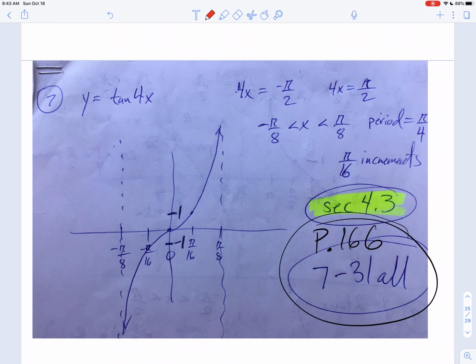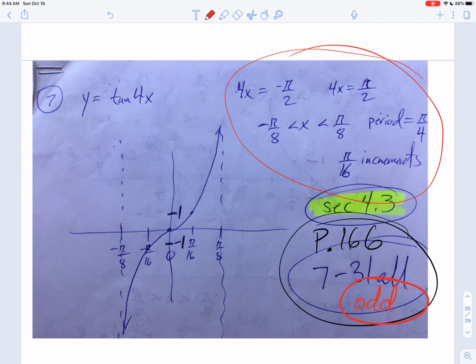This is section 4.3. Now, I did 7 to 31 all. I'm telling you guys, remember, you have to turn in to me the odds. So here is number 7. These ones, they only ask you for one period of the function. So this is just my handiwork. You're going to see that I had some work on the side or whatever. If I did any work on the side, I left it there.